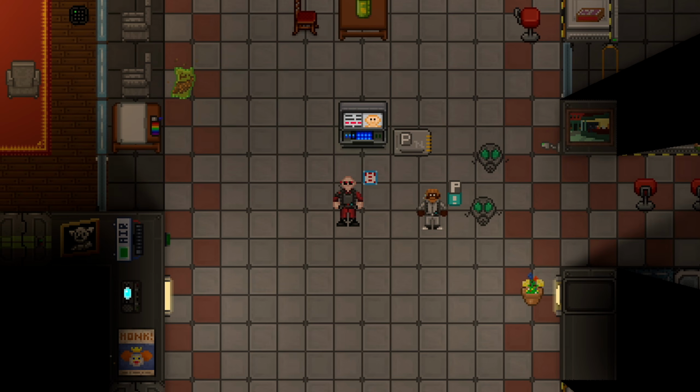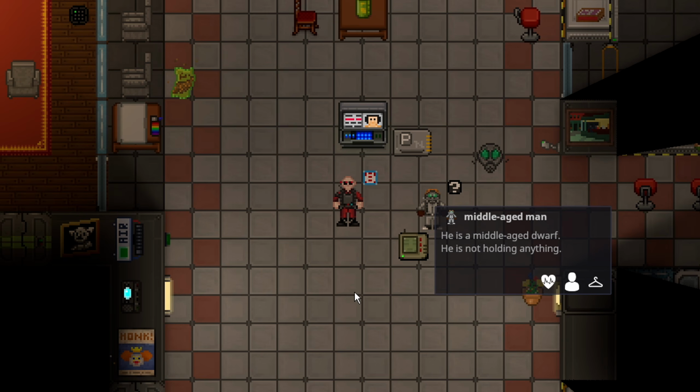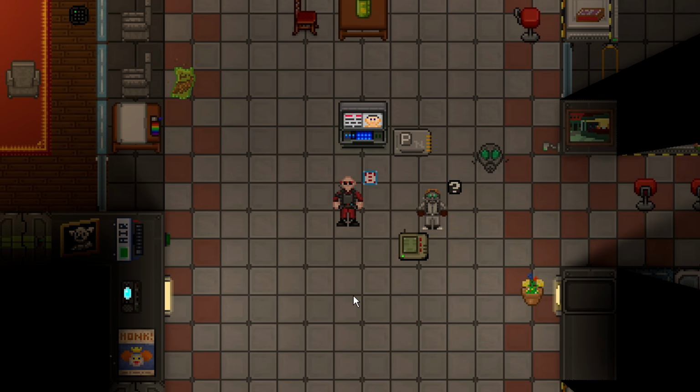So even if they drop their PDA, see how they're still wanted. But if they put on a mask now without their ID, I don't know who they are. They're back to being an undescript person, just a middle-aged man.